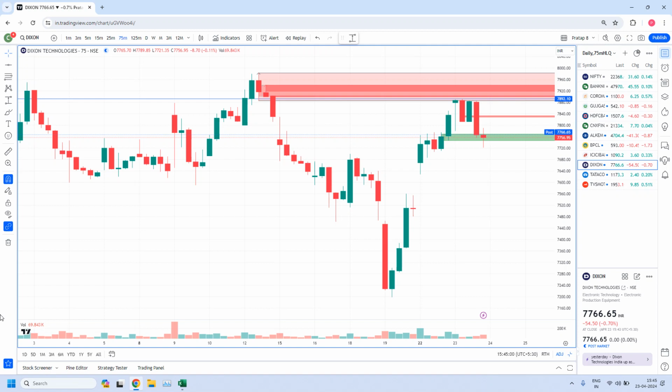In this video, let us evaluate the performance of high liquidity zones generated in our previous report. Today we got one trade, that is Dixon, and TVS Motor.